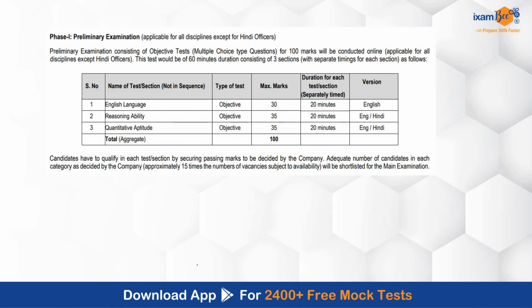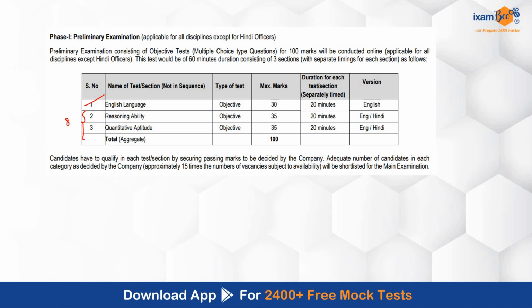Many students have been asking me about the expected cutoff, and I think the cutoff will be somewhere in the range of 50-55. Sectional cutoff for English can go up to 15, plus minus 2 or 3. For reasoning ability and quantitative aptitude, let's take the sectional cutoff as 8 plus minus 2.